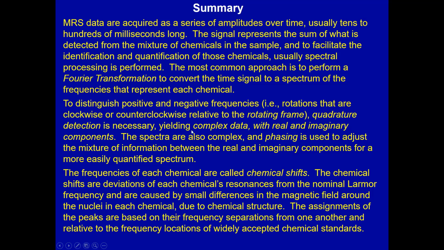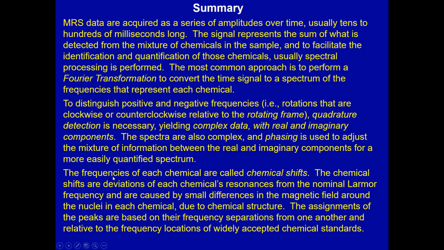The quadrature detection gives us something called complex data. It has real and imaginary components. Now you can also think of these as X and Y components. When you process a complex time domain signal, you also get a complex spectrum, and we mix the real and imaginary components of those spectra to get something that we call absorptive. We want something that's easier to quantify.